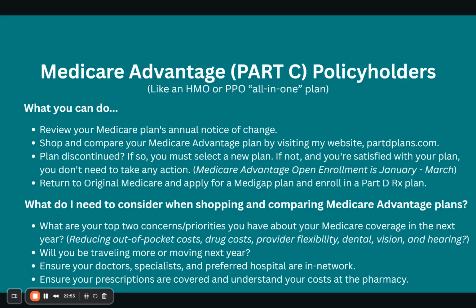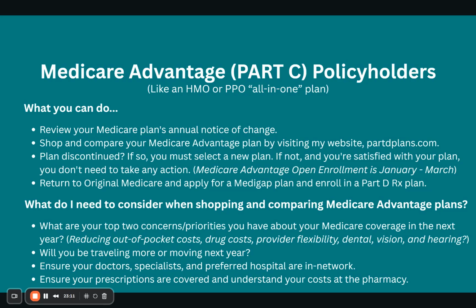And one other thing you could do, if you want to get out of your Medicare Advantage plan, is return to original Medicare and apply for a Medigap plan and then enroll in a standalone Part D RX plan. So if you want to talk about that, we could talk about what that looks like, okay, and the qualifications and all of that.